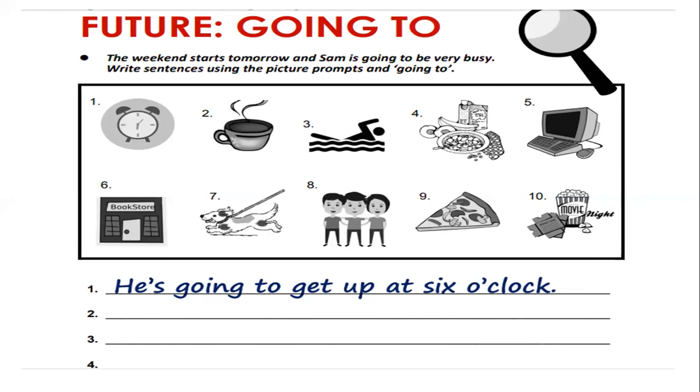Me. Okay, please. I'm going to drink coffee cup. Okay. You can say, I'm going to drink a coffee cup, or if you're talking about Sam, you can say, he's going to drink a coffee cup. That's okay. Excellent. Thank you. Okay. Volunteer for number 3? Me. Okay. Please go ahead. She's going to swim in the pool. In the pool. Yes. Excellent. Thank you.